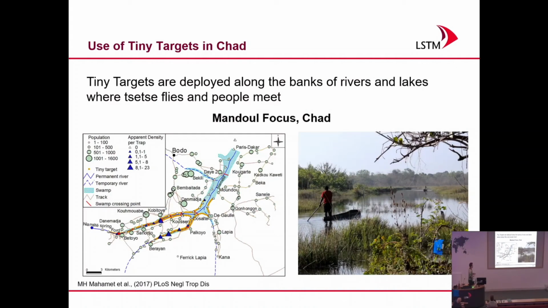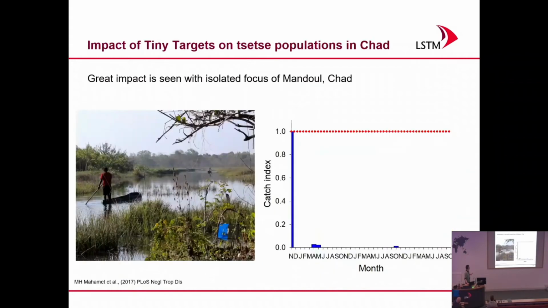And then with our other partners, we're working in other countries, of course. So one of them is Chad, and our colleague Iñaki Terrados has been quite involved in the Chad intervention. So here it's the Mandoul focus, which is in southern Chad. Slightly different to Uganda because there's a lot of swamps as well as rivers. So here the tiny targets are deployed along the river and also around the swamps. And again, of course, we have a pre-intervention survey to establish our Tsetse densities before intervention starts, and then we go back to check what the impact has been.